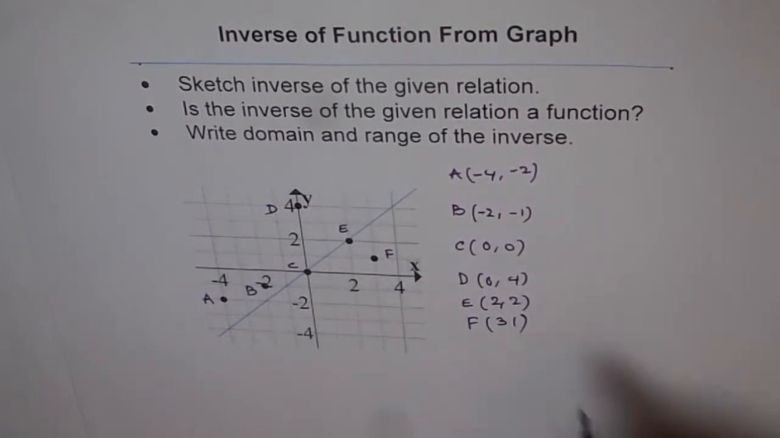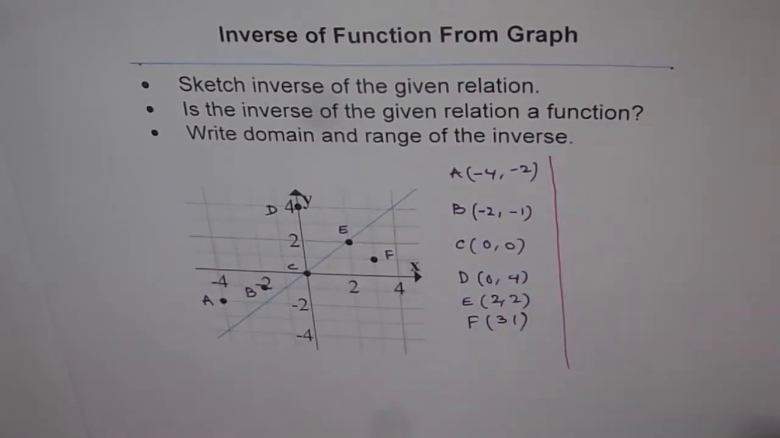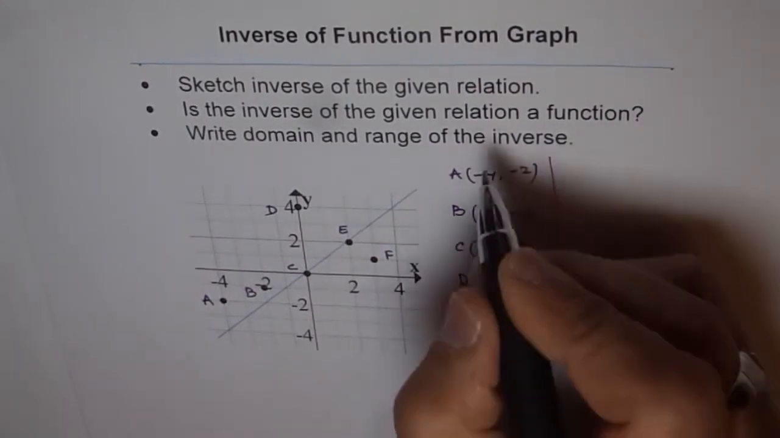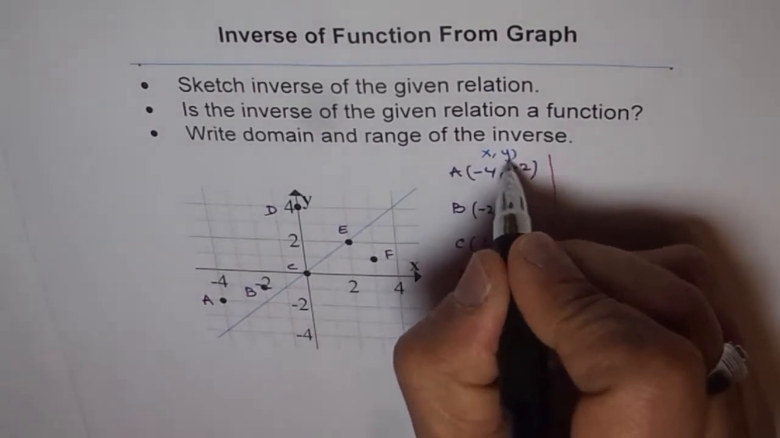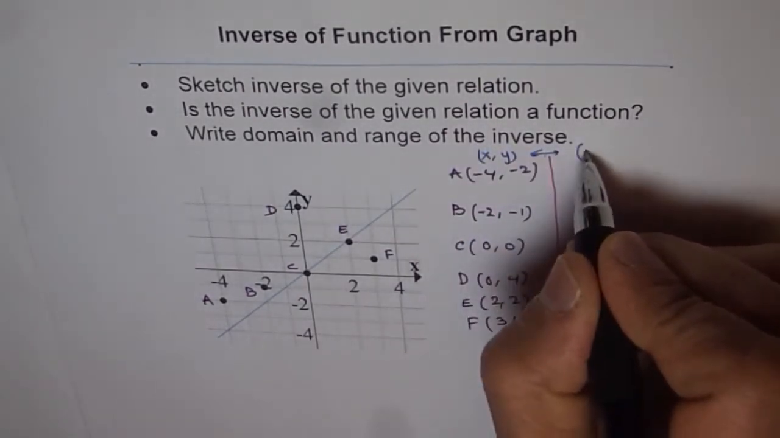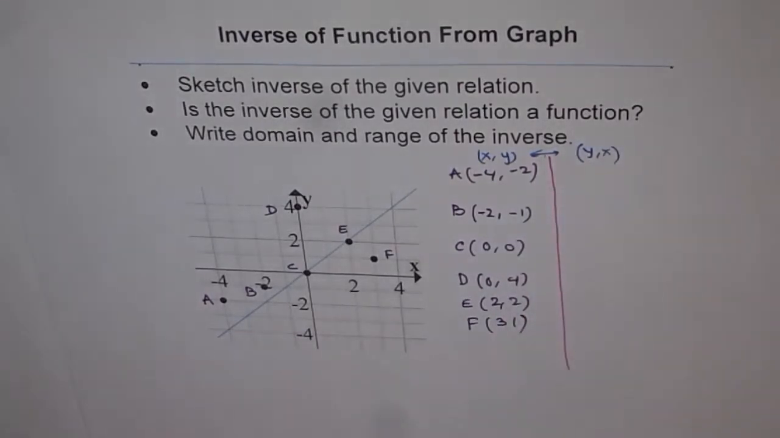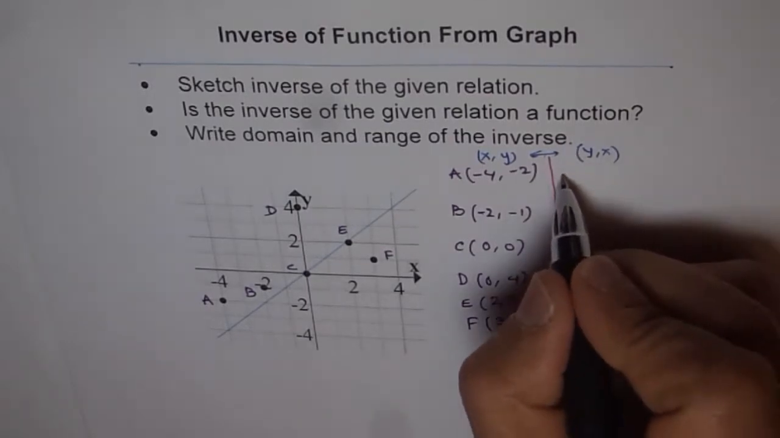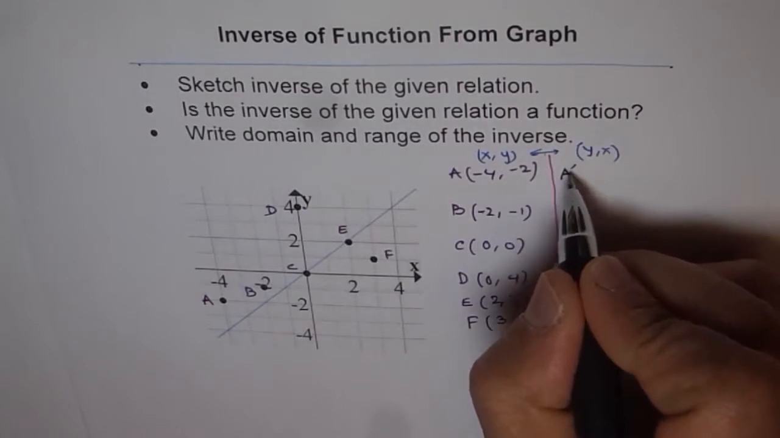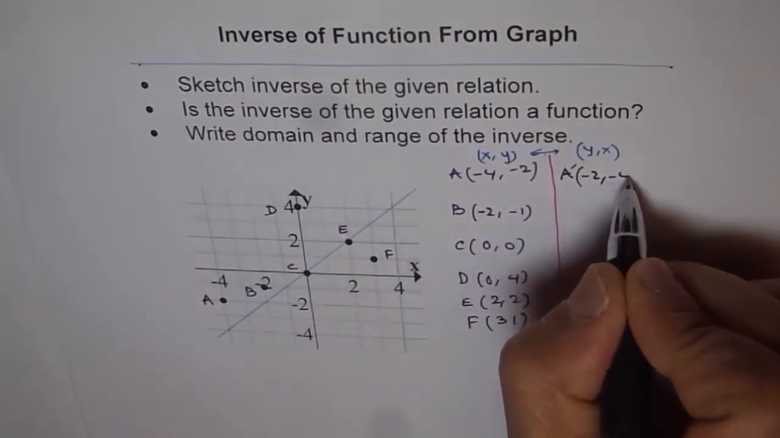Now if you have to find the inverse of these points, then if this is x and y, for the inverse we just swap x and y and write y and x. We interchange x with y. That is how we get the inverse. If you do that, you get your inverse, and let me write them as A dash, which will be -2, -4.